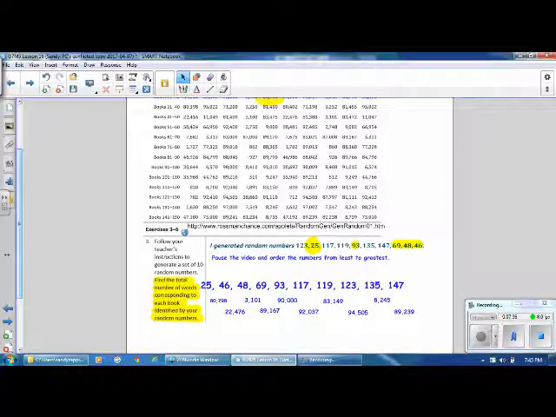So what we did there is we generated random numbers, and then we looked at the books that corresponded to those numbers and wrote down how many pages those books have. That is a random sample.